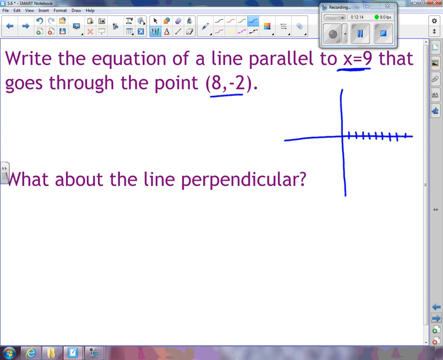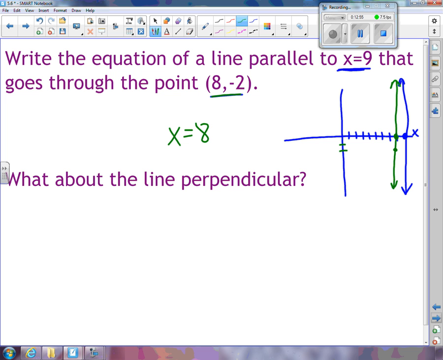So now, the vertical line through 9 on the x-axis. I want to draw a line that's parallel to this line that goes through the point (8, -2). So if I go to (8, -2), my line would have to be parallel, would look like that. If it's parallel to a vertical line, it must also be a vertical line. All vertical lines have the equation x equals some number. So I just have to figure out what that number should be. Well, my line goes through 8 on the x-axis, so this answer is just x equals 8.